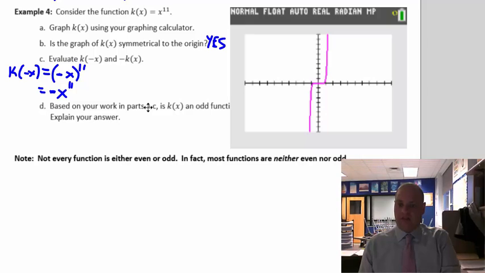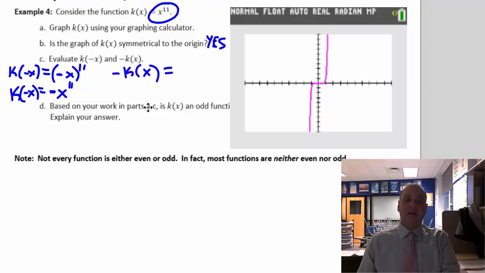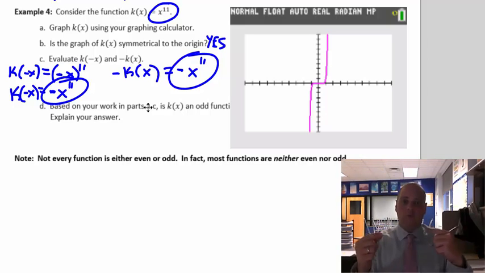Now okay, so that's k of negative x. Now do negative k of x. Negative k of x is the negative of whatever k of x is. Well, k of x is x to the 11th, so it's negative x to the 11th. There it is. They both come out to be the same, equal. So k of negative x equals negative k of x, because you get negative x to the 11th for both. That's another reason why it's an odd function.